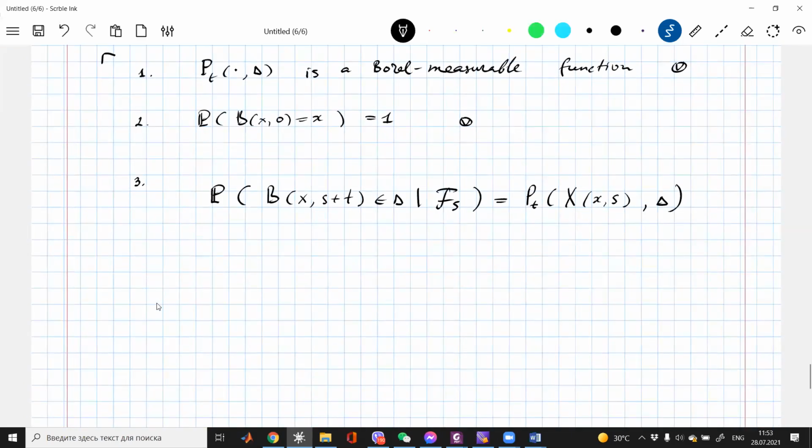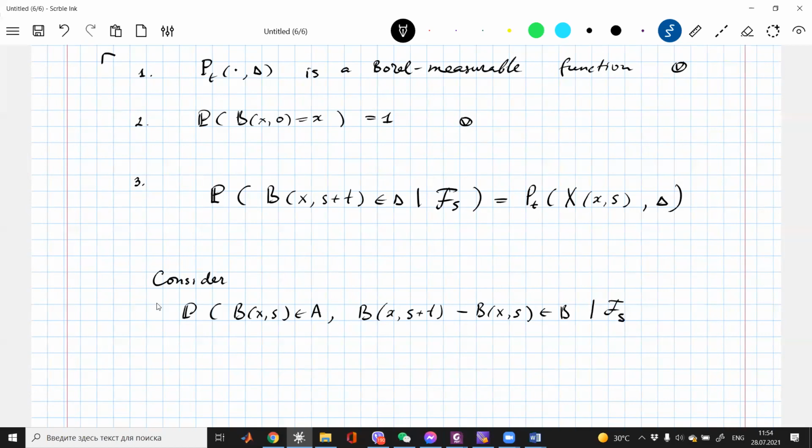Okay, so to prove this, what do we know for Brownian motion? We can work with increments of Brownian motion because it has independent increments, so it's easy. So let us first consider such a probability: the probability that B(x, s) belongs to some set A, and B(x, s+t) minus B(x, s) belongs to some set B, for example. And I consider conditional probability here.